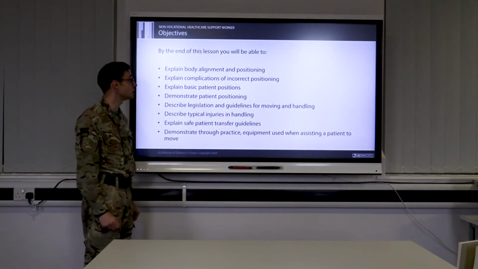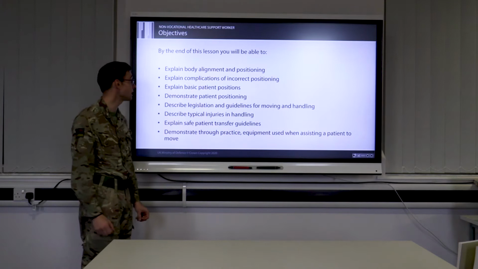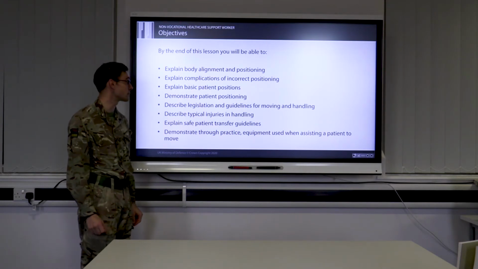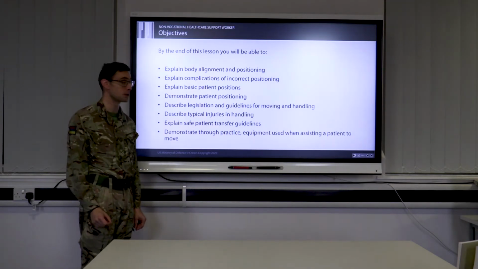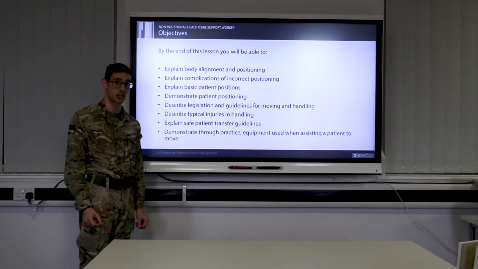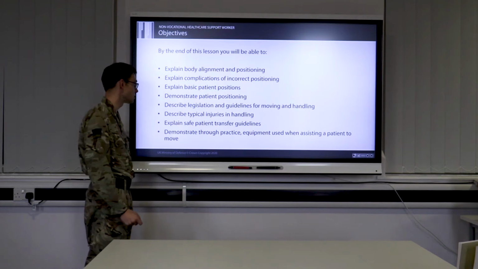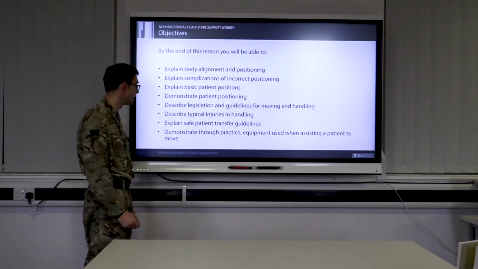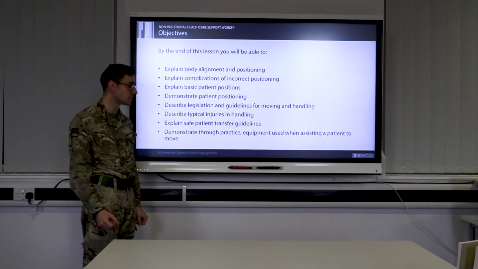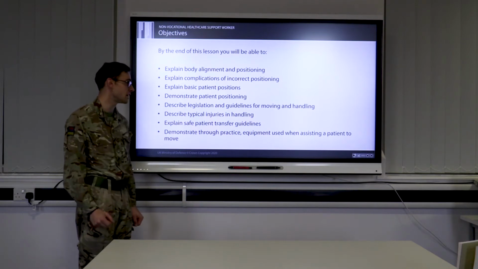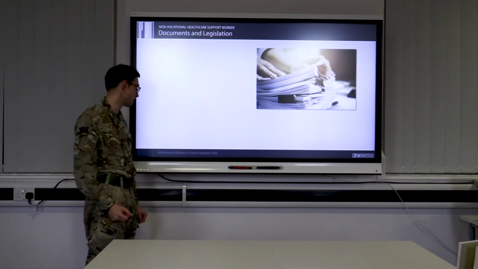By the end of this lesson you'll be able to explain body alignment and positioning, explain complications of incorrect positioning, explain basic patient positions, demonstrate patient positioning, describe legislation and guidelines for moving and handling, describe typical injuries in handling, explain safe patient transfer guidelines, and demonstrate through practice equipment used when assisting a patient to transfer.